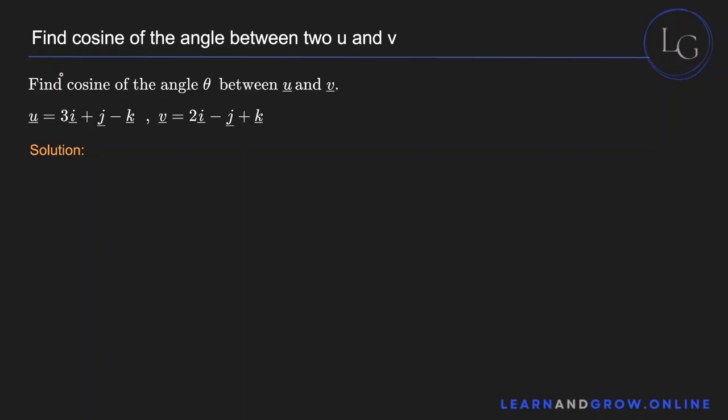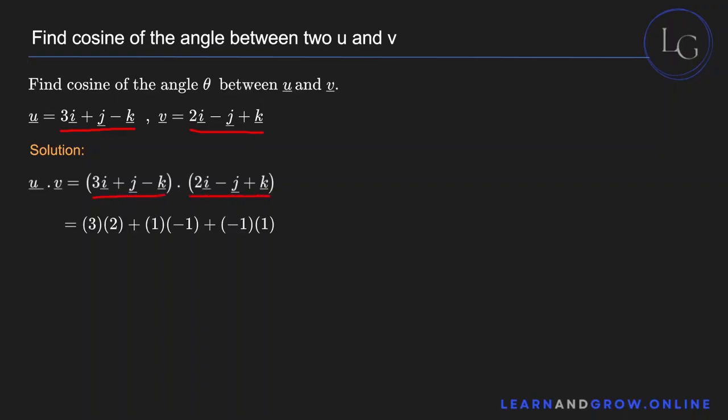Here's an example. It says that we have to find the cosine of the angle theta between u and v. u is given as 3i plus j minus k. v is given as 2i minus j plus k, right? So first we find u dot v, which is basically just 3 into 2 plus 1 into minus 1 plus minus 1 into 1. And that gives you 4. You found u dot v.